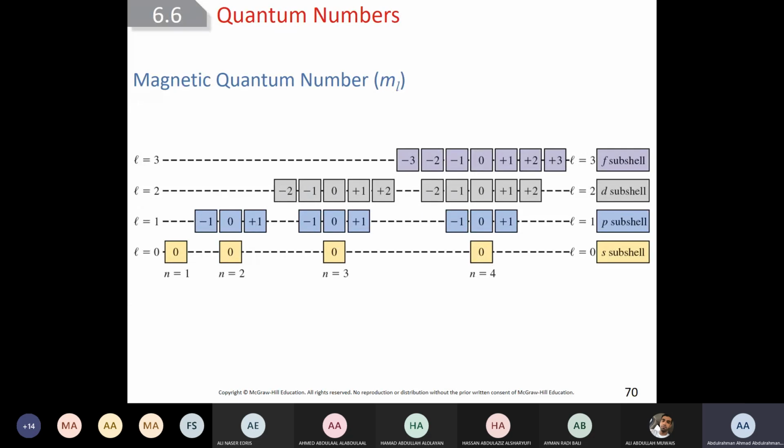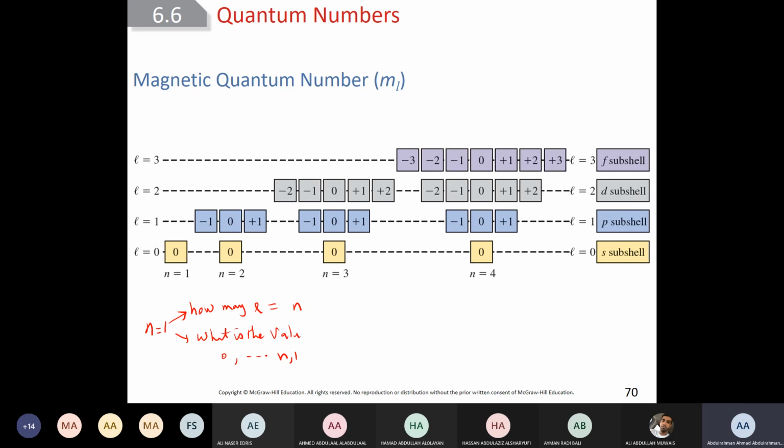When n equal to 1, how many ml do we have? How many L? Always the answer is n. And what is the value? You have to keep this in mind all the time. It's from 0 to n minus 1.